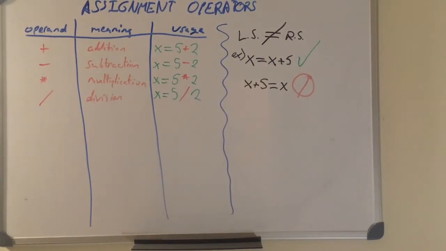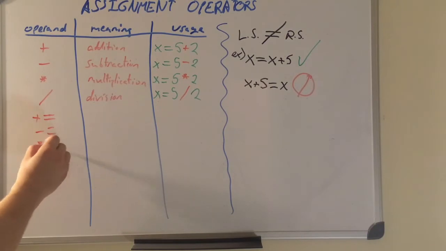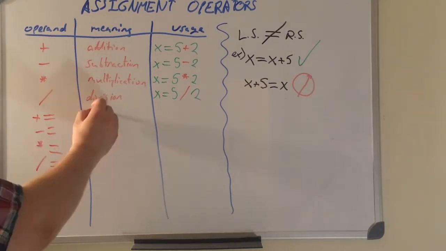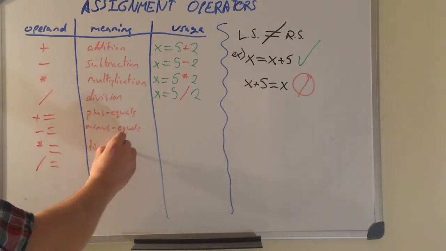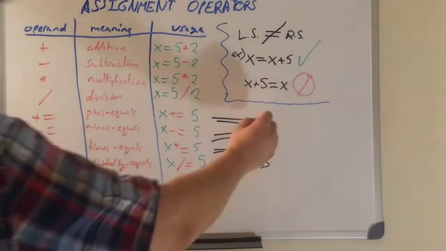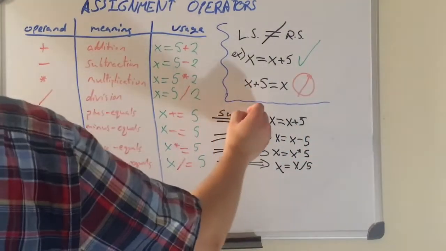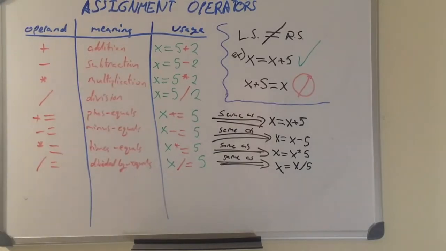compiler. Some slightly fancier operators are plus equals, minus equals, times equals, and divided by equals. They're basically a simplified version of saying x = x + 5. So instead you could just write x += 5. Similarly, x = x * 5 is the same as writing x *= 5, etc.